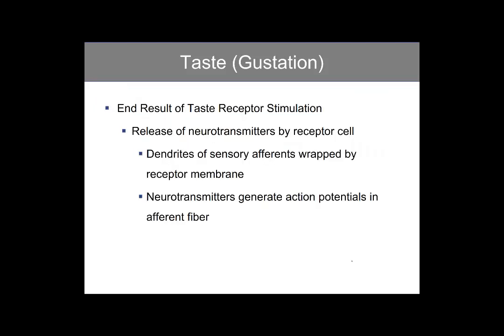The end result of the stimulation of a taste receptor is the release of neurotransmitters by the receptor cell. Dendrites of sensory afferents wrapped by the receptor membrane are going to pick up those neurotransmitters, and you get the generation of action potentials via the afferent division straight to the central nervous system for interpretation.